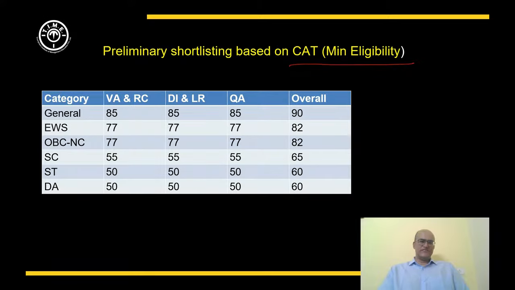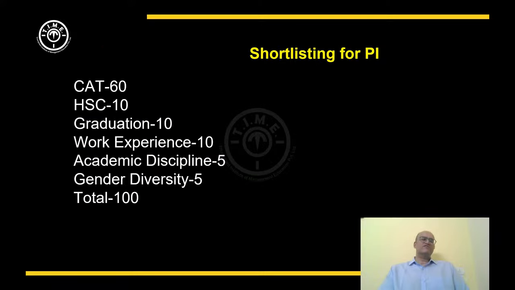Once you have cleared this, that's when you will undergo the shortlisting for interviews. When the shortlisting happens for the personal interviews, 60% will be the weightage assigned for your CAT performance, whereas only 10% weightage will be for your 12th performance, and 10% weightage for your graduation. If you notice, there is no weightage for 10th performance. It is only 12th and graduation.